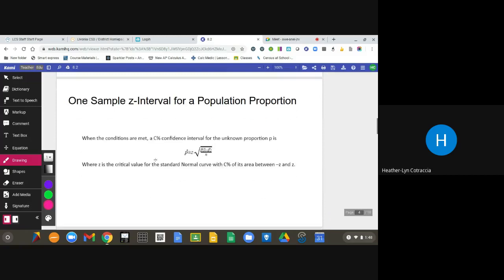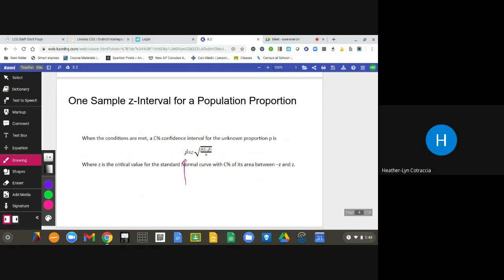Okay, so here is your formula. First you check your conditions, and then once your conditions have been met, here's your formula right here. You take p hat, which is your sample proportion, and then you add and subtract to that a z-score. Remember, a z-score is an exact number of standard deviations away. It's also called a critical value. I'm going to show you what those are in just a moment, times the square root of p hat times 1 minus p hat all over n. Now let me break this down for you a little bit.